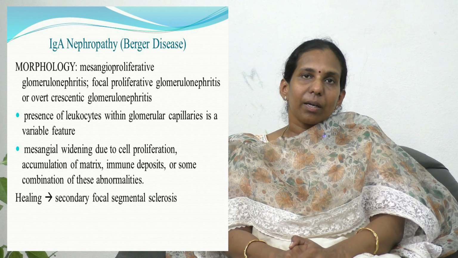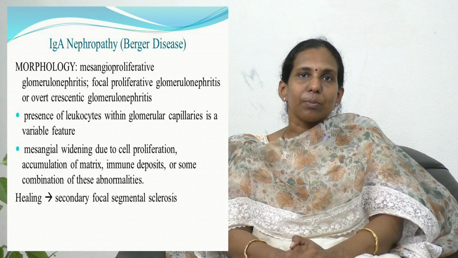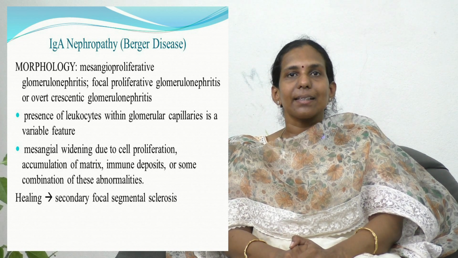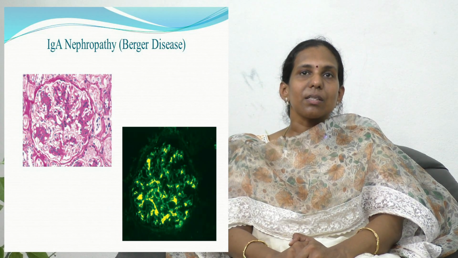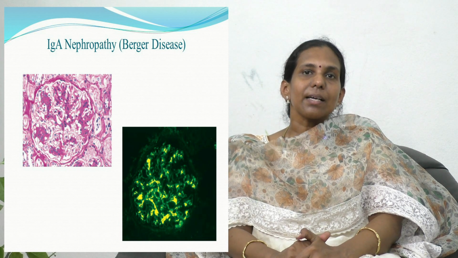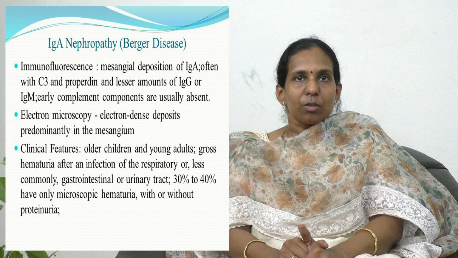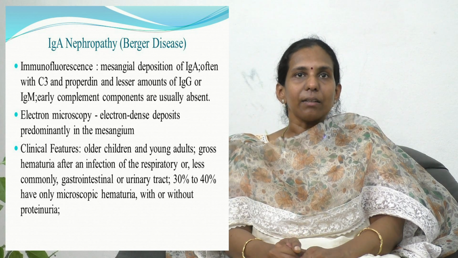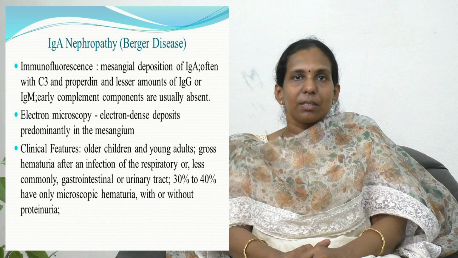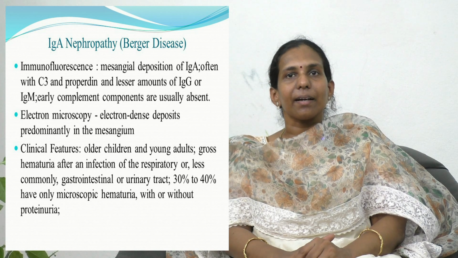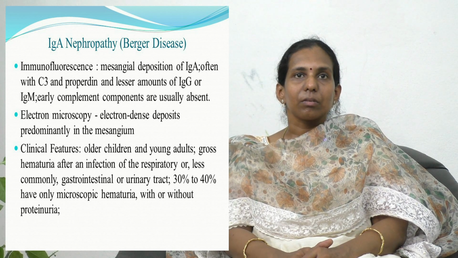Morphology: any range of glomerulonephritis will be seen, membranoproliferative, mesangioproliferative or crescentic glomerulonephritis. This is the IgA nephropathy, where there is IgA deposition in the immunofluorescence. So there is mesangial deposition of IgA along with complement components. Clinically, older children and younger adults are affected.